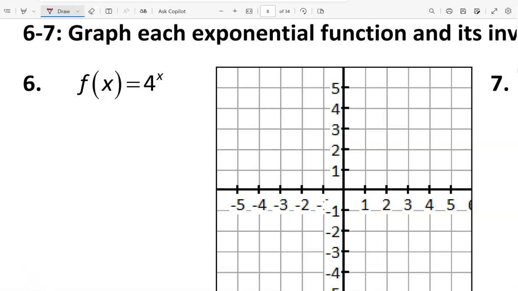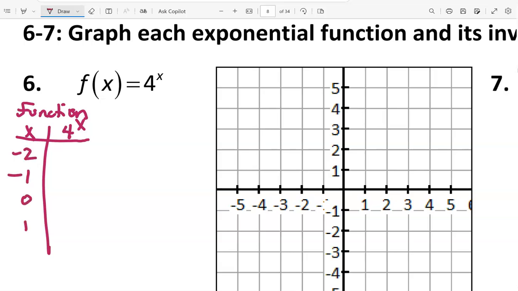In 6 through 7, we're asked to graph the exponential function and its inverse. So I'm going to graph the function first. And for our table of values, we can have x, and 4 to the x is the y value. -2, -1, 0, 1, and 2 are the exponents.